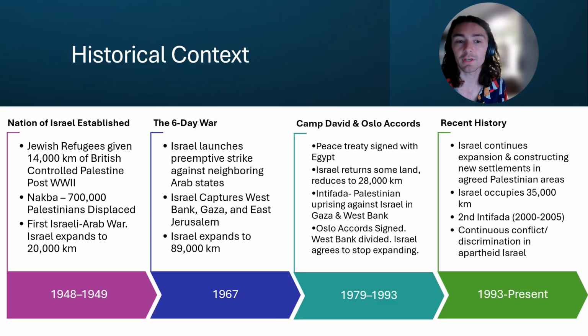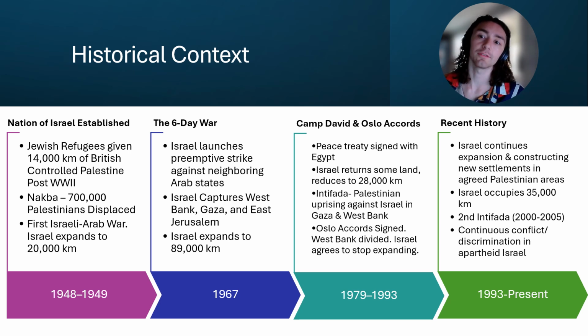Okay, so for some historical context, after World War II, there were obviously a lot of Jewish refugees. There were a ton of people who needed a place to stay after the Holocaust because they needed somewhere to go where they wouldn't be persecuted. So the UN decided to give them 14,000 kilometers of Palestinian land that was formerly British controlled. This, in what was called the Nakba, displaced 700,000 Palestinians and led to the first Israeli and Arab War, where Israel was able to expand to 20,000 kilometers, which was 6,000 kilometers more than what they were initially given.